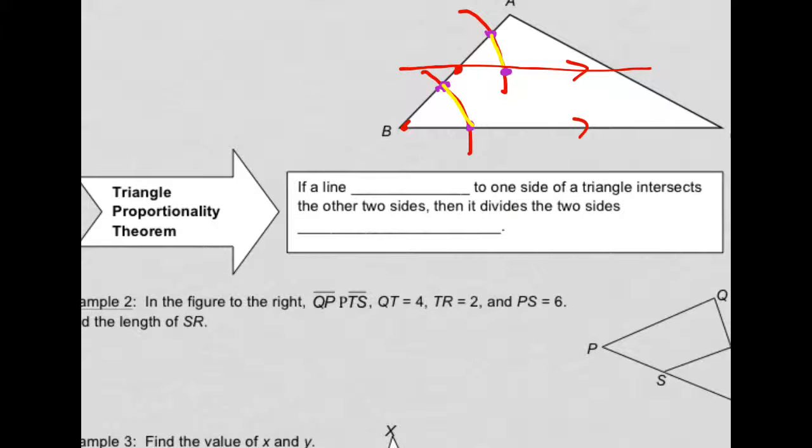Okay, triangle proportionality theorem. If a line parallel to one side of a triangle intersects the other 2 sides, then it divides the 2 sides proportionally.